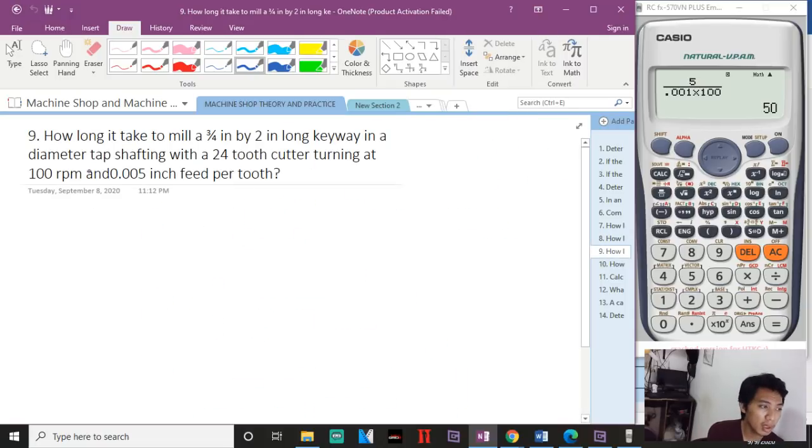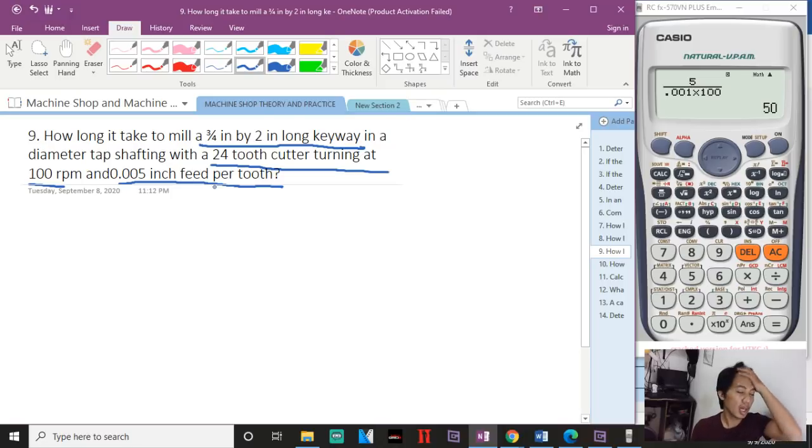How long will it take to mill a 3/4 inch by 2 inch long keyway in a shaft with a 24 tooth cutter turning at 100 RPM, with a 0.005 inch feed per tooth? Sir, that's confusing. No, look.